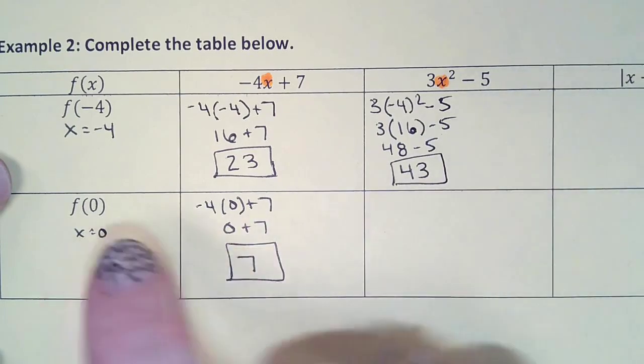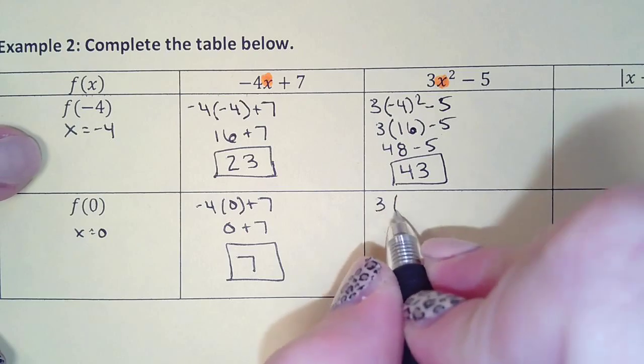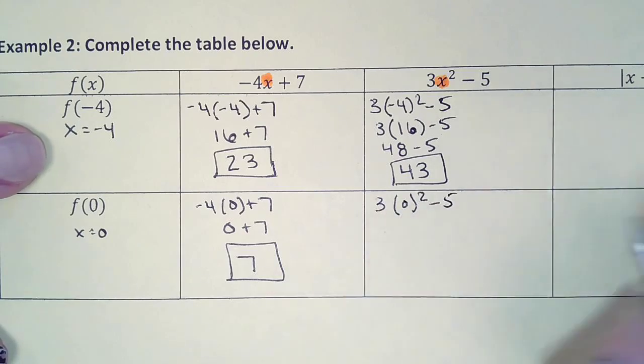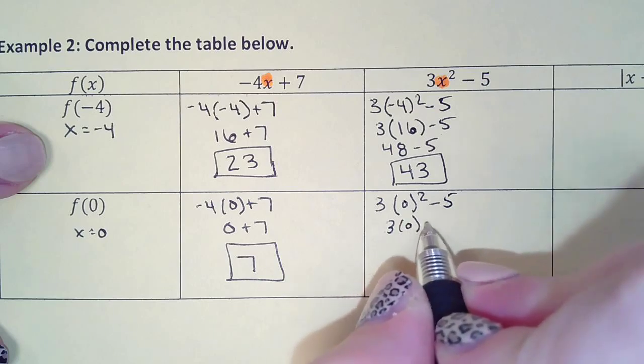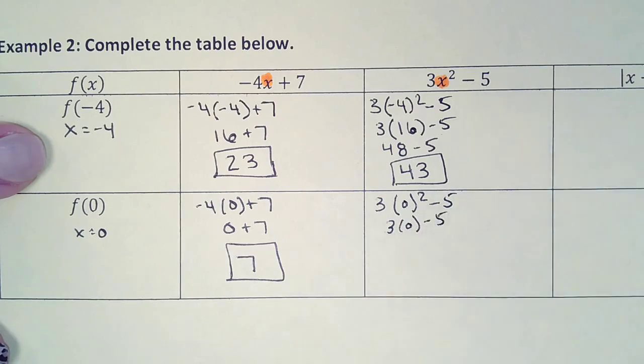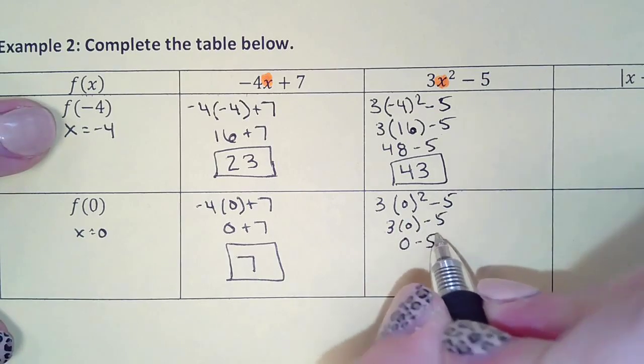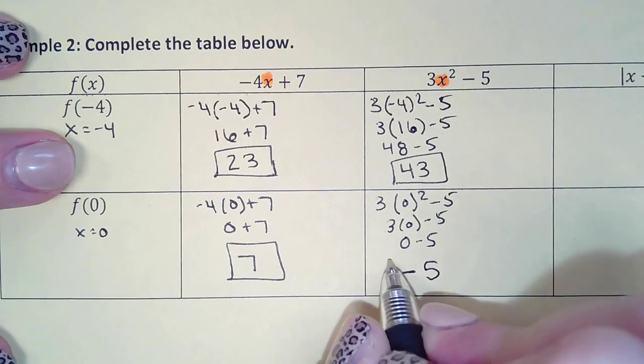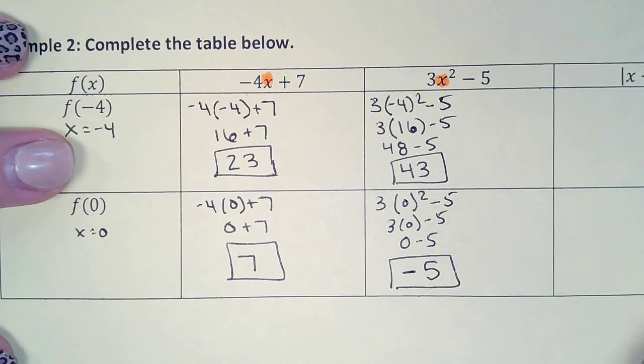Now let's plug in 0. 3 times 0 squared minus 5. 0 squared is 0, so 3 times 0 minus 5. 3 times 0 is just 0, so 0 minus 5. 0 minus 5 is negative 5. Be careful with your negatives.